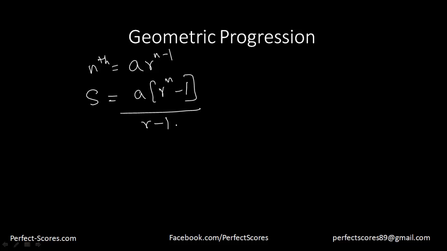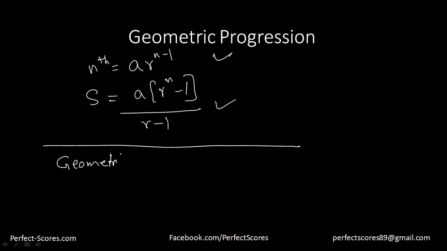So this would be these two expressions here. Now let's talk about geometric mean. What do you mean by geometric mean? Geometric mean is, let's suppose there are two terms of a geometric progression. Let's suppose 8 and 8 into 4, 32, right?